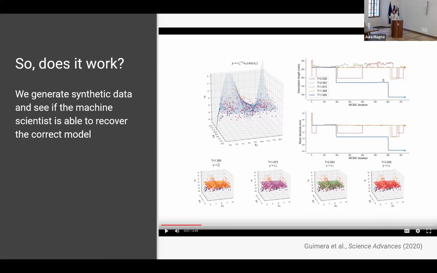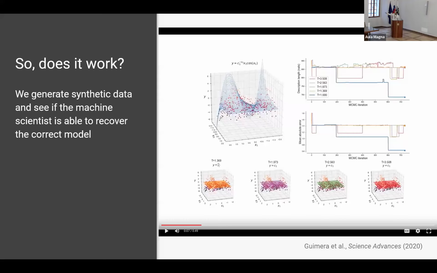Okay, so you see points here that this is what we are given. We are given these points, and what we have to do is to find the function that generated those points. Those points are noisy and so on. They have noise in the x-axis. And what the machine scientist has to do is to find the correct surface for this.